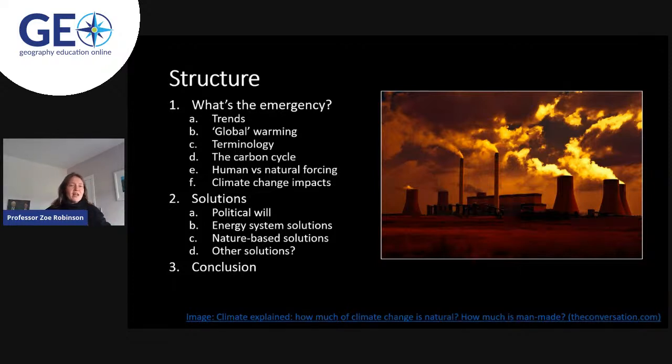So we're going to have a look at trends, the global nature of warming, something about terminology, the carbon cycle, human versus natural forcing and climate change impacts. Then we're going to go on to look at solutions. That's going to cover political will, political systems, energy system solutions and nature-based solutions, with a really quick nod to thinking about other solutions. And then we'll wrap up and see what we've covered in the previous 50 minutes or so.